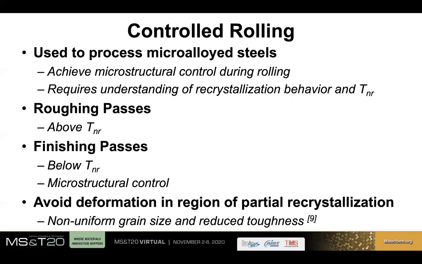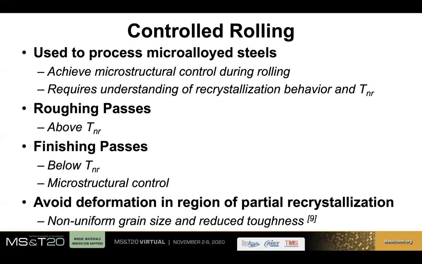In practice, TNR is used to develop the controlled rolling schedules that are used to process microalloyed steels. Controlled rolling schedules enable the desired microstructure to be achieved during hot rolling itself rather than during post-rolling heat treatments. The reduced need for heat treatments after rolling substantially reduces the cost of microalloyed grades. However, development of effective controlled rolling schedules requires an understanding of the recrystallization behavior of the material, and this is typically put in the context of TNR.